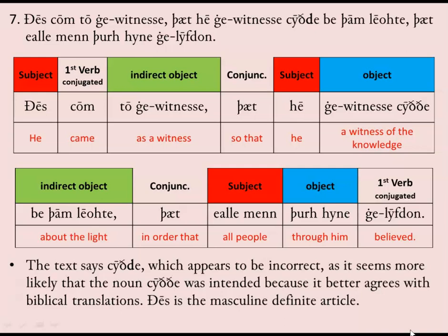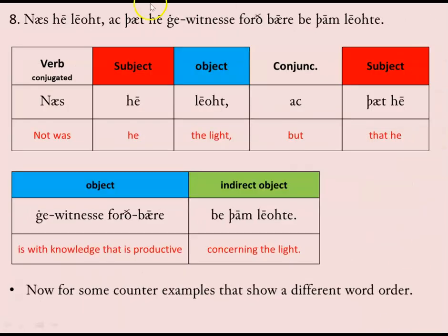Okay, next bit. Number 8, verse 8. Nas he leocht ac that he a witnesser farth bare betham leochte. Not was he the light, but that he is with knowledge that is productive concerning the light.